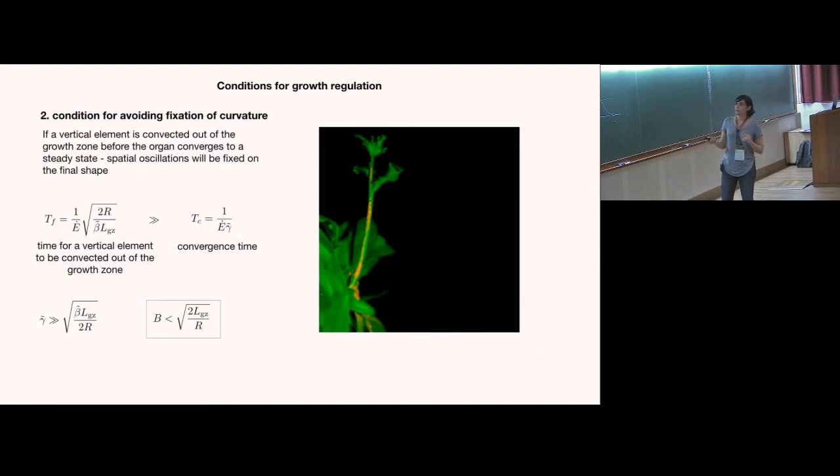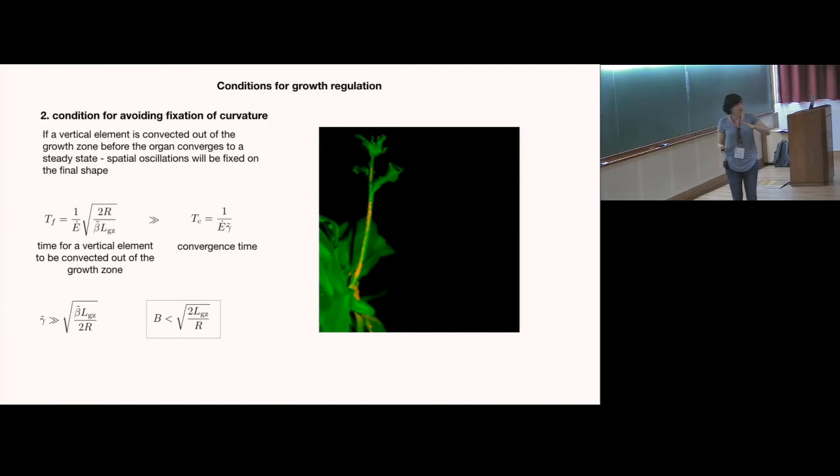So basically, in order to make sure that you don't have this fixing of the curvature, what you have to require is that the time for the vertical element to be convected out of the growth zone. The vertical element means we're starting from the side and we're going towards the vertical. So you're asking when the vertical part would exit, how much time it would take for it to leave the growth zone. So this is one time, and this is a convergence time from before. Okay? So you want to converge, right? So reach your steady state before you leave the growth zone. That's basically what we're saying.